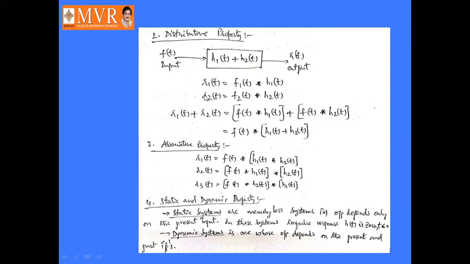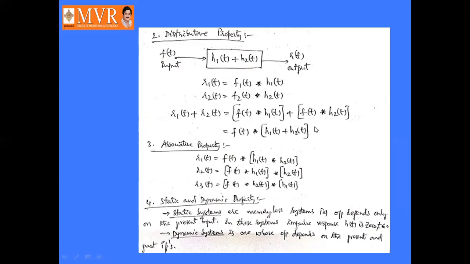If r1(t) is defined as f1(t) * h1(t), r1(t) is nothing but the response of the first system. So r1(t) is equal to f1(t), the input signal, convolved with the impulse response. Similarly, r2(t) is equal to f2(t) convolved with h2(t). Then r1(t) + r2(t) is equal to f1(t) convolved with h1(t) plus f2(t) convolved with h2(t).